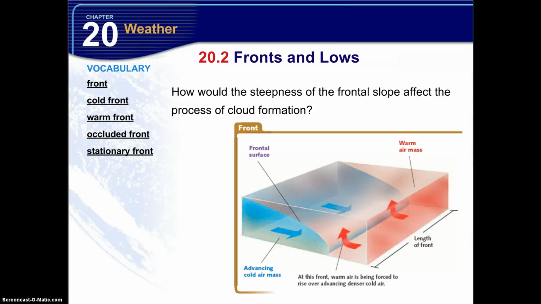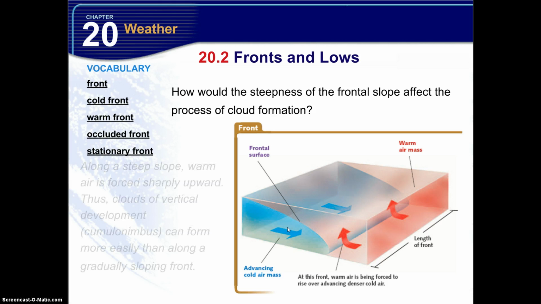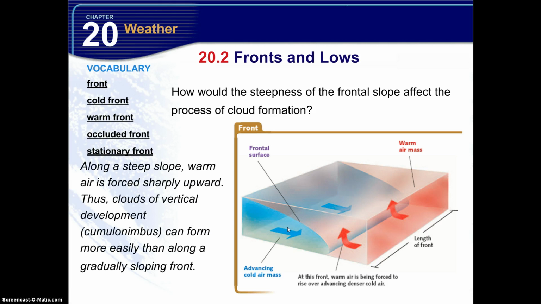Now, how would the steepness of the frontal slope affect the process of this cloud formation? If we kept this area right here and we see this slope right here, what if we made that steepness sharper or less steep? So more steep and less steep. What do you think would happen? Now, along a steep slope, warm air is forced sharply upward, so the clouds would form more vertically, like the cumulonimbus clouds. They can form more easily than along a gradual sloping front.